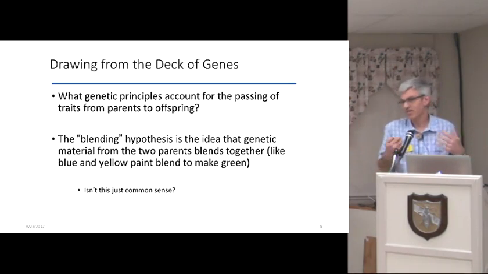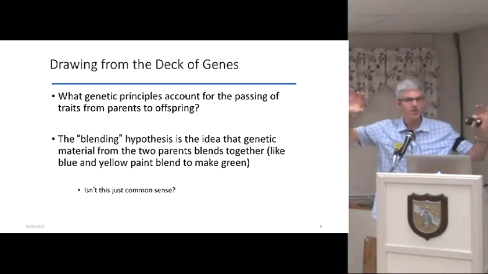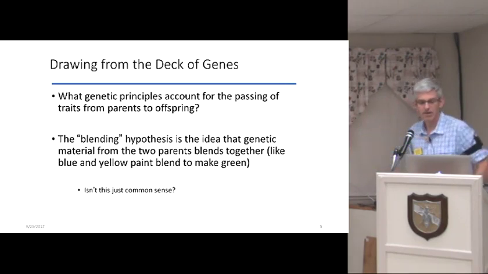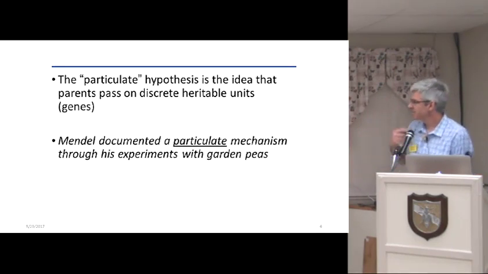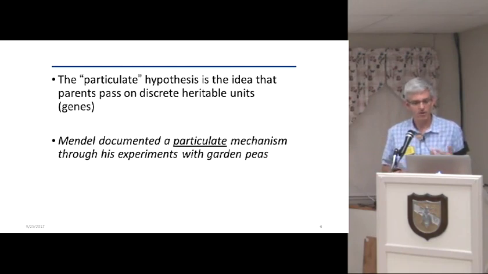Mendel came up with the observation that that is not the case. They may seem to blend, but then they separate out again. So they're actually what he would call particles. They're like entities that don't blend. They don't mix. So this is the particulate hypothesis, the idea that parents pass on discrete heritable units that encode our features, our traits. Do you see how that's a very different idea than the blending idea? Now we know what those genes are.